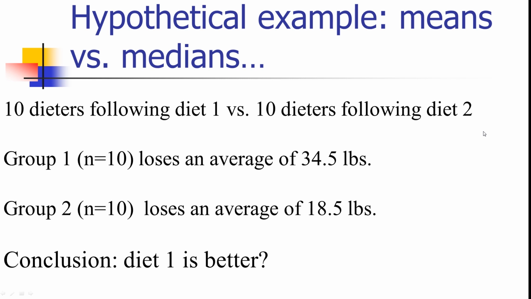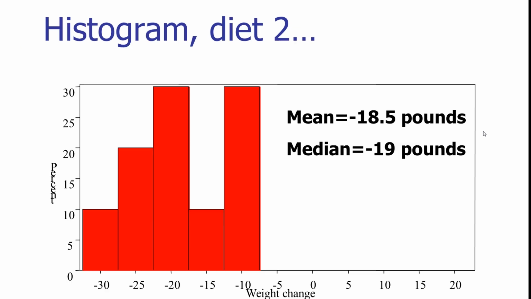Is Diet 1 better, however? Well, let's dig down deeper into the data to answer that question. So here's the histogram. I'm going to start with Diet 2. Here's the histogram of the weight loss from the 10 dieters in Diet 2. As I mentioned, the mean was 18.5 pounds, an 18.5 pound loss of weight. The median was a weight loss of 19 pounds. And if you graph it on the histogram, you can see that they're pretty well clustered.